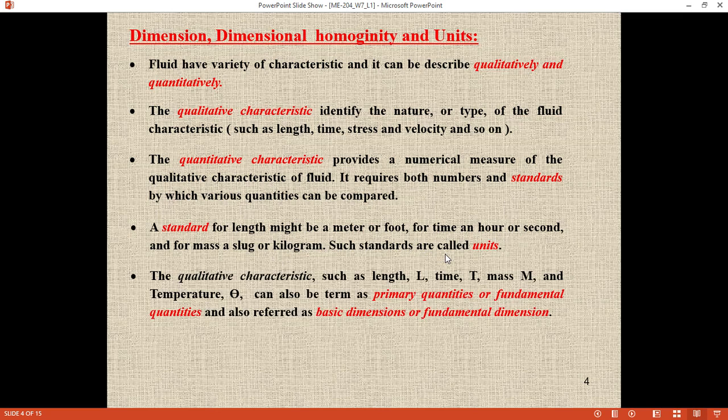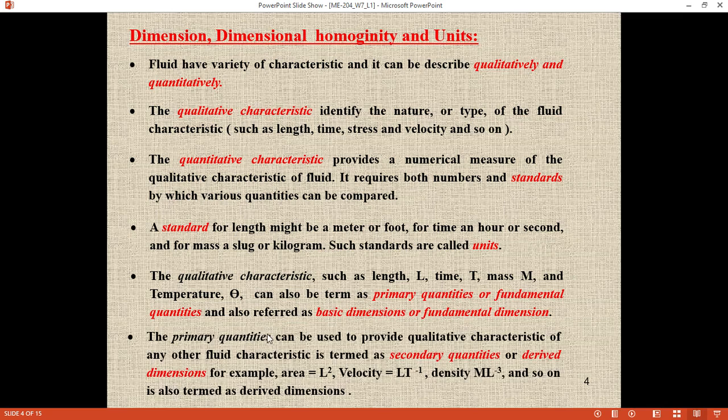So the qualitative characteristics such as length, which is indicated with L, the time, which is indicated with T, the mass, which is indicated with M, and the temperature, which is indicated with theta, can also be termed as primary quantities. These characteristics are called the primary quantities or the fundamental quantities, and they are also known as basic dimensions or fundamental dimensions.